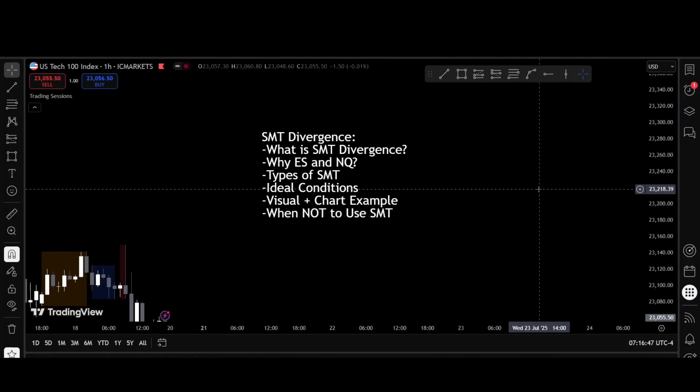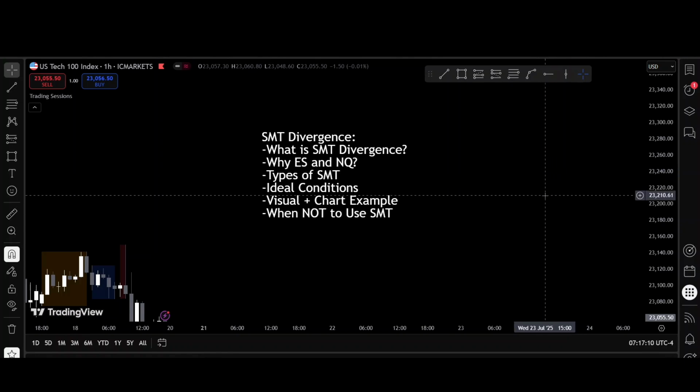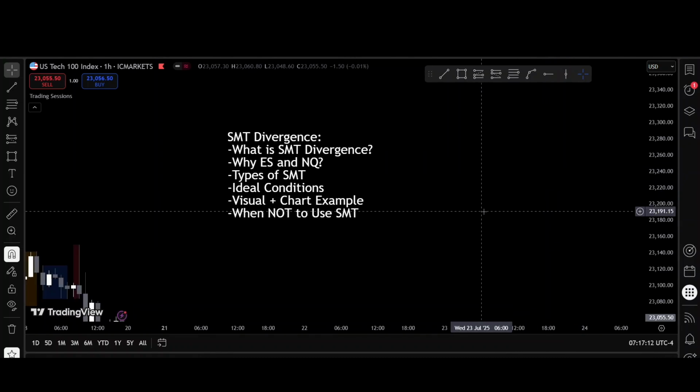So why ES and NQ? It's because both move similarly, and honestly they practically do the same thing every time. So when ES is bull running, NQ is also bull running at the same time. That's why I use ES and NQ.